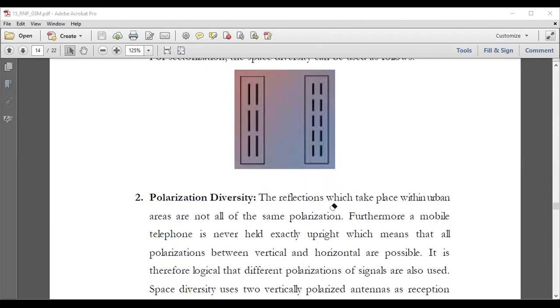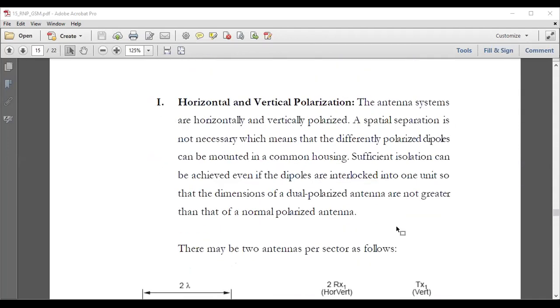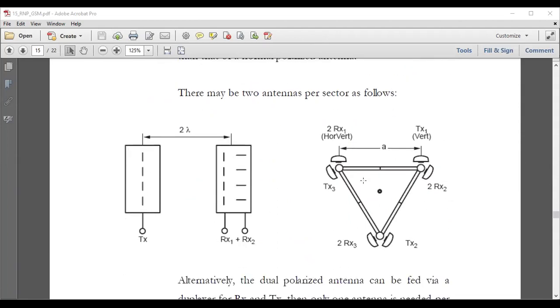In the case of polarization diversity, you use two different polarization orientations at the receiving end. Okay. Like it could be horizontal and vertical. The received signal may have different orientations when it gets to the receiver.